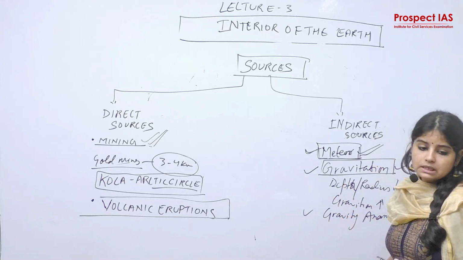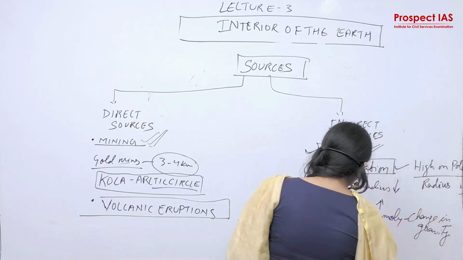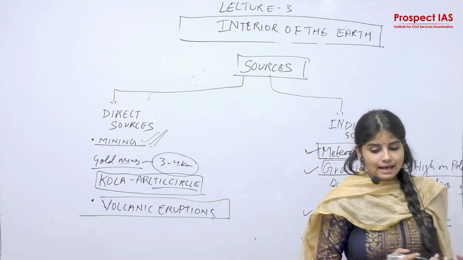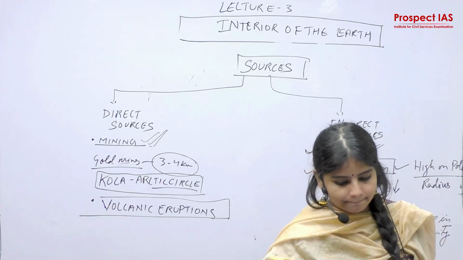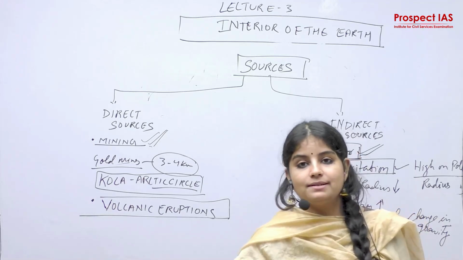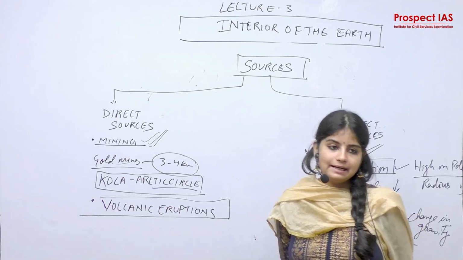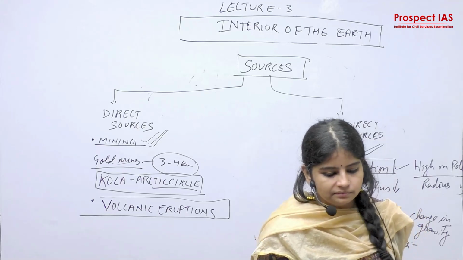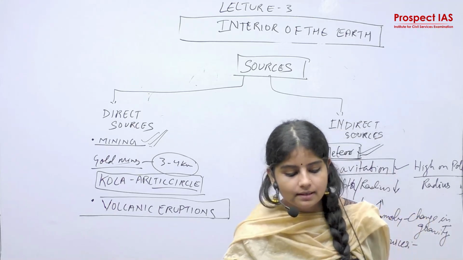Okay. Third is your magnetic sources. What are magnetic sources? Which gives us an idea about the composition of metals in the earth's core. Magnetic source gives us the idea about the metals composite or the composition of metals inside the earth's core.